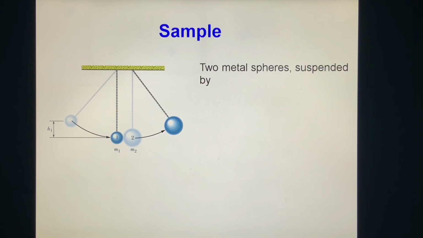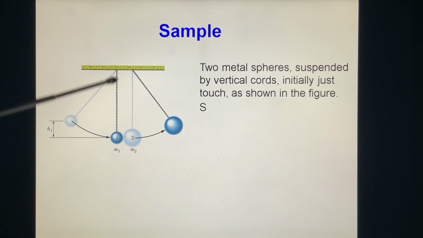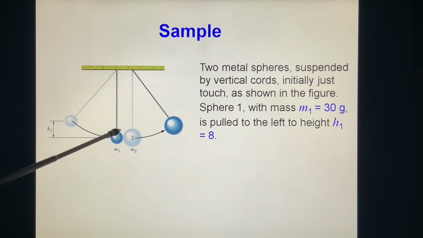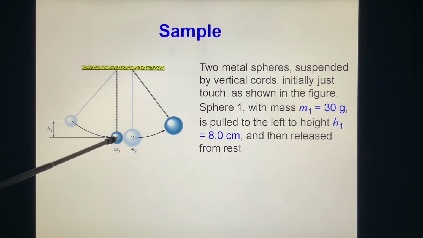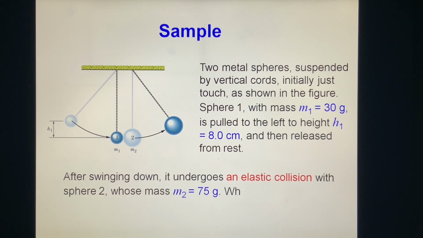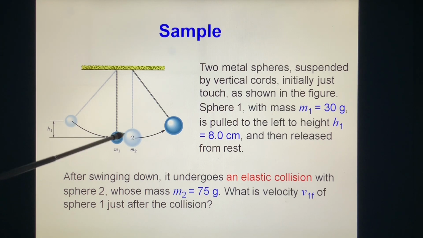Sample: two metal spheres suspended by vertical cords initially just touch. Sphere 1, with mass 30 grams, is pulled to the left to height h1 of 8.0 centimeters and then released. After swinging down, it undergoes an elastic collision with sphere 2, whose mass is 75 grams. What is the velocity v1 final of sphere 1 just after the collision? I want to find this one.